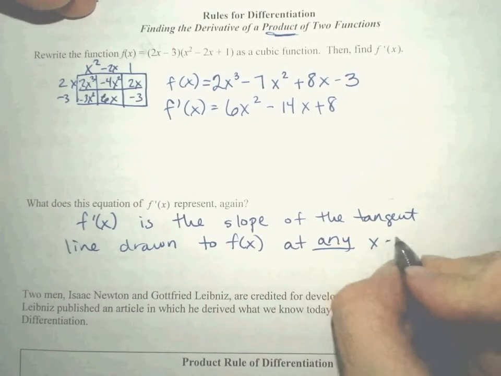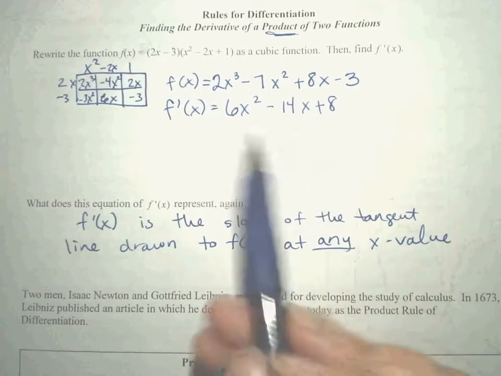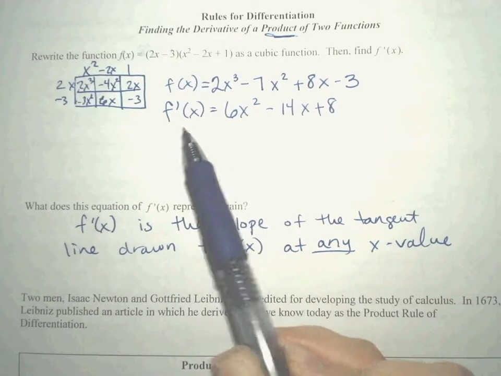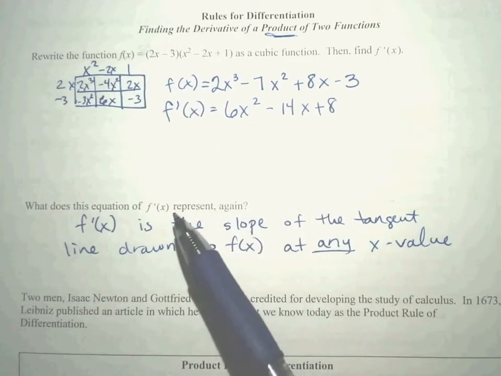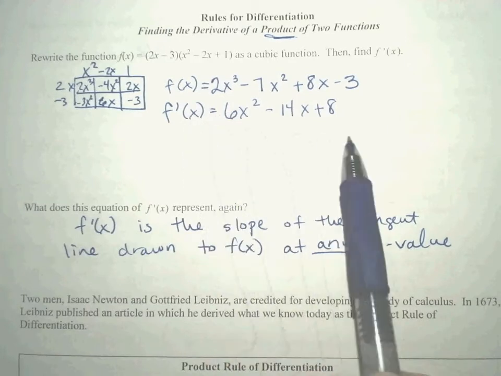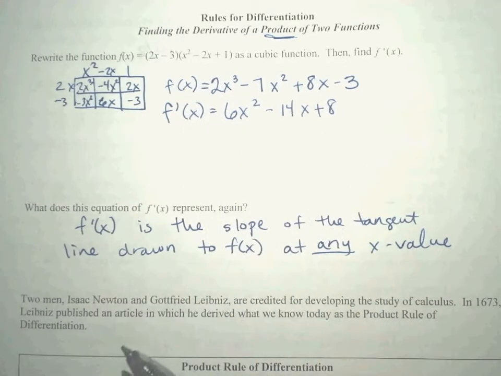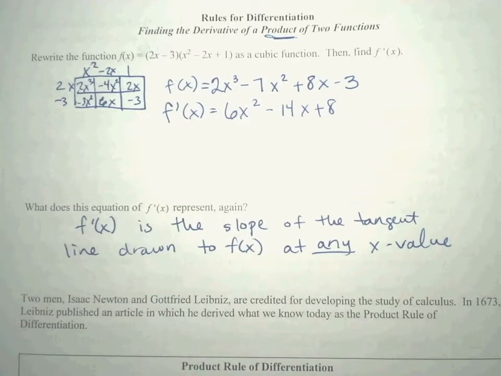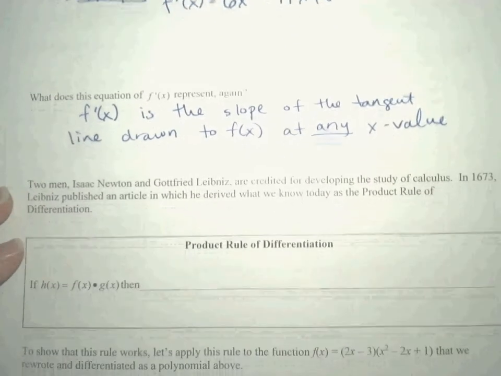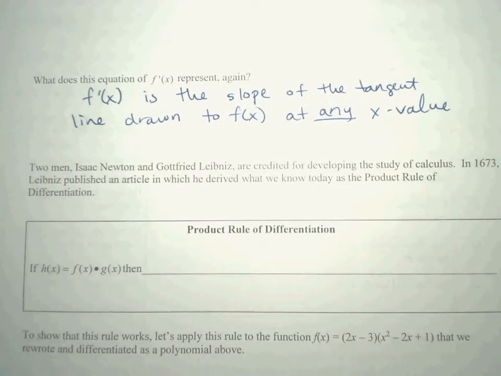So I could find the slope of the original cubic function at 0 by saying f prime of 0. I could find the slope of the normal line at 1 by plugging in 1 and then doing what? Opposite reciprocal. Yeah, good. I didn't hear that first. Opposite reciprocal. Good.